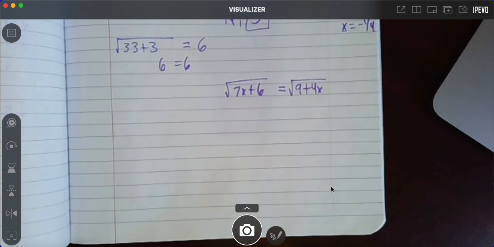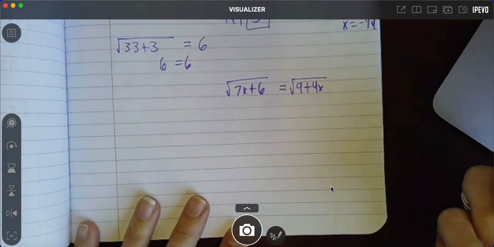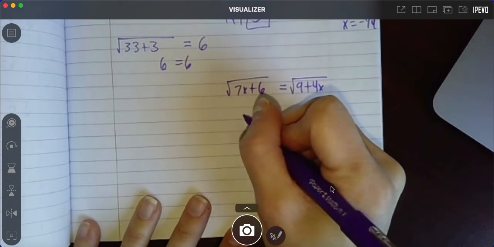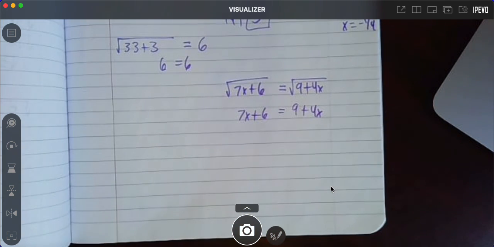What am I going to do with both of those? I'm going to square them, right? This one's easier than the ones in the book. If I square both sides, what happens to the square roots? Both of them go away. Actually, that's nice. So what do I end up with? 7x plus 6 equals 9 plus 4x. I'm trying to combine like terms.